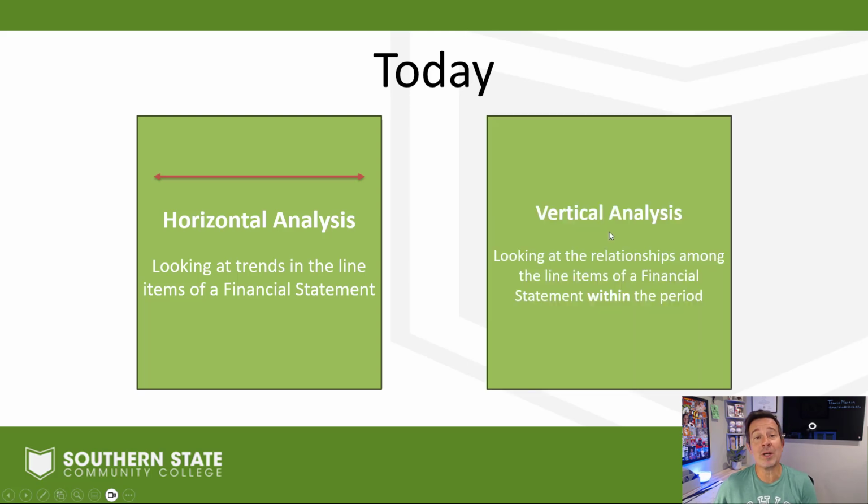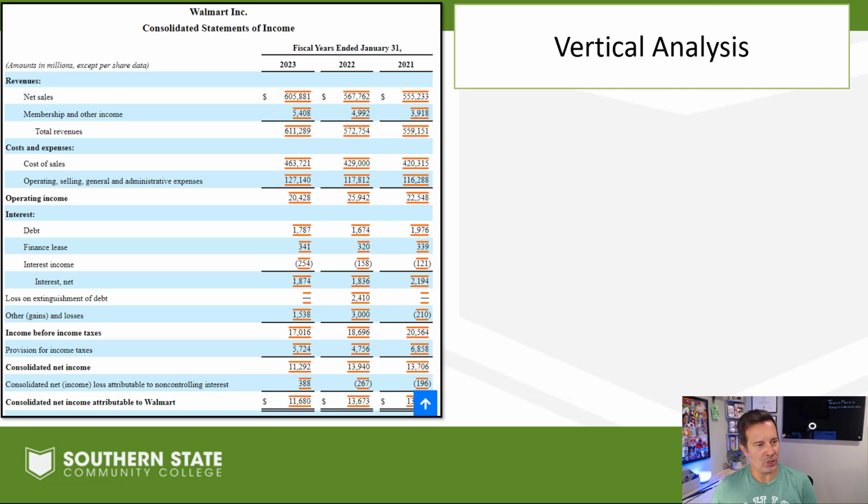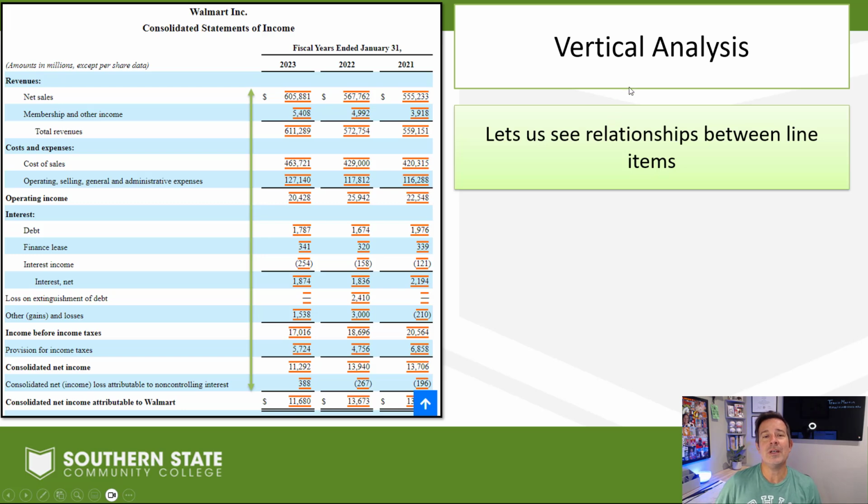That's where we've been. Where we're going today is vertical analysis. We're looking at the relationships among the line items, not year to year, but the relationship among line items on the financial statement within a given period. So horizontal is looking at year over year, vertical is looking in one period. So how's that going to work? I've got the income statement for Walmart right here. In vertical analysis, we're going to go up and down that income statement. What we're going to do is going to help us see all the relationships between these line items.